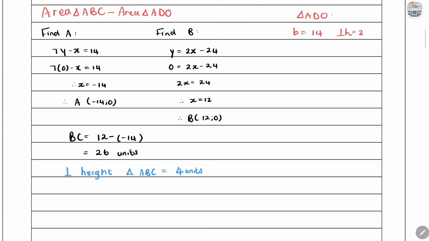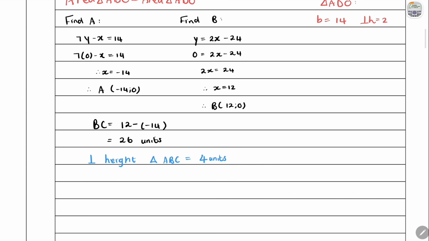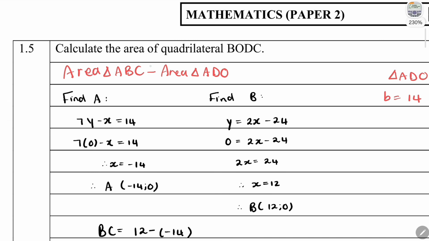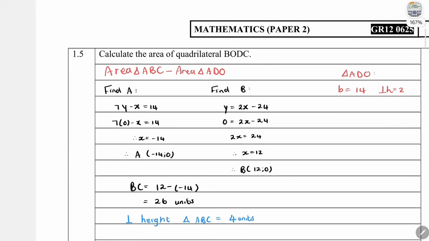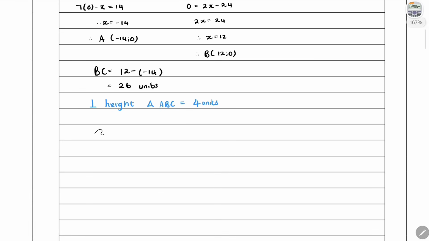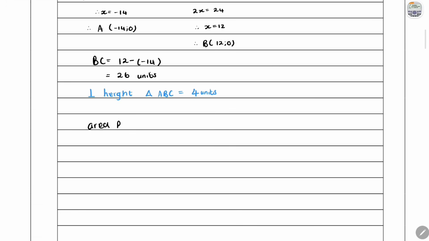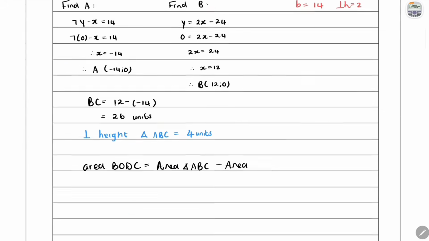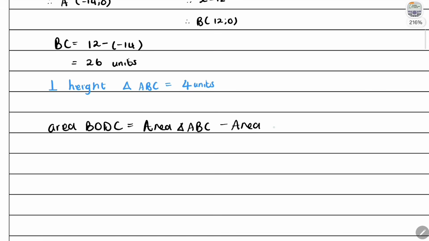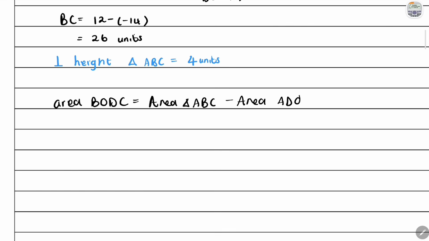Okay, here we already know the base and the height. So let's go. We're saying the area of triangle ABC, let's just put it as a whole. To find the area of this quadrilateral, they're referring to BODC. BODC, we simply say that this is equal to the area of triangle ABC minus the area of triangle ADO. And we're just going to fill in.